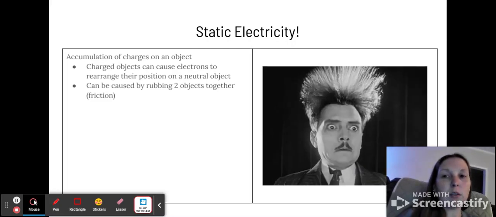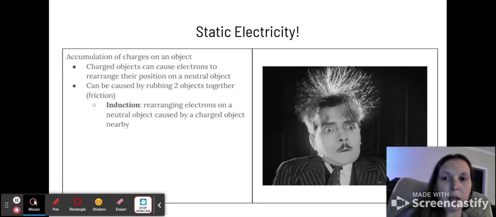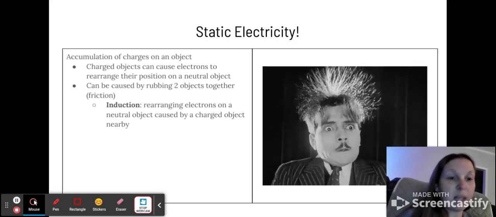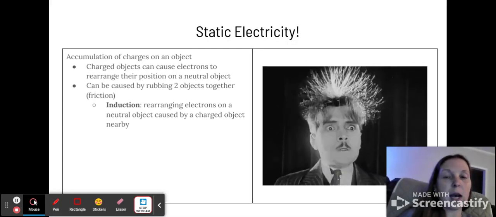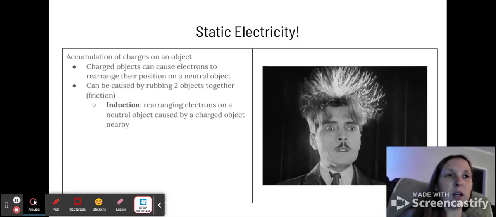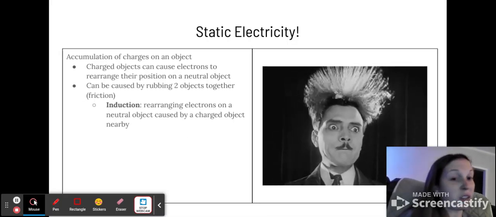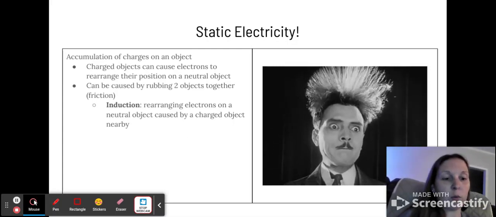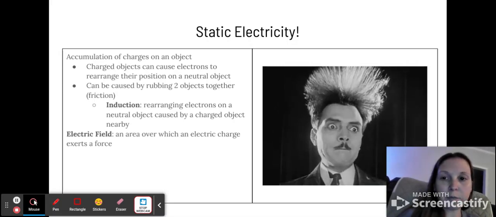This can be caused by rubbing two objects together, so exposing an object to friction. And you can also see this defined as induction. So induction is the rearranging of electrons on a neutral object caused by a charged object rubbing against it. If you've ever seen, you can take a spoon and rub it with steel wool or a sock or something, and then you hold it against a flow of water, it'll cause the water to bend. That is an accumulation of charge.